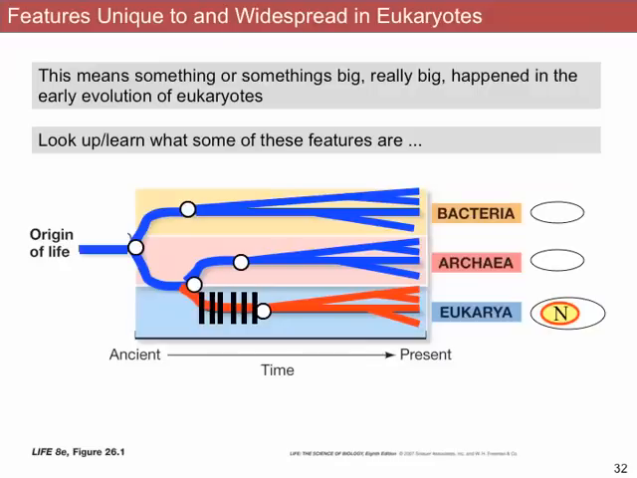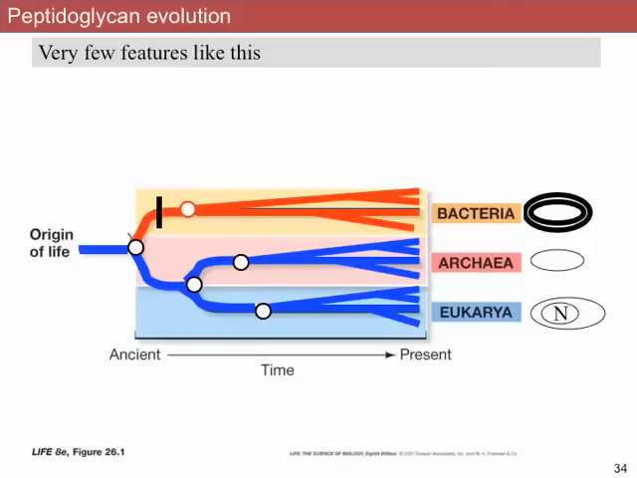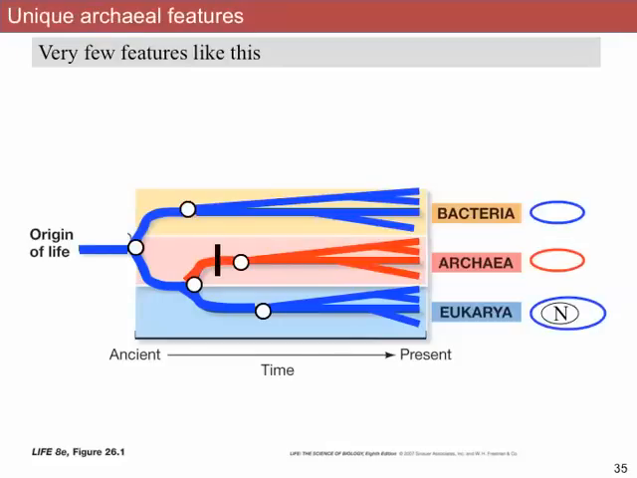So again, when you read the book, chapters 26 and 27, give yourself guidance in there by trying to understand where some of the features that we're talking about evolved on the tree. And many of the things that are talked about in chapters 26 and 27 are not like these features that we've talked about here. There are very few that look like this, where all bacteria have one particular state, and it's different than what's in archaea and eukaryotes, or all archaea have one particular state.